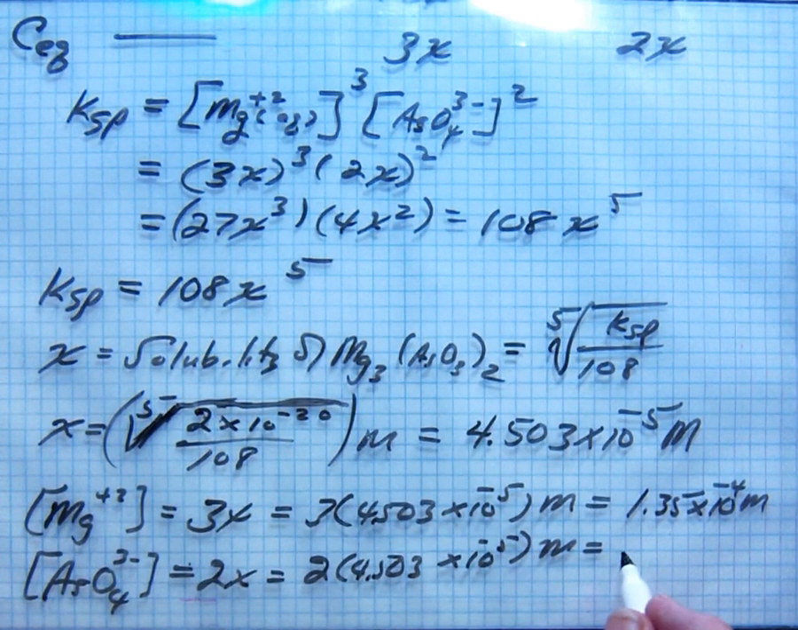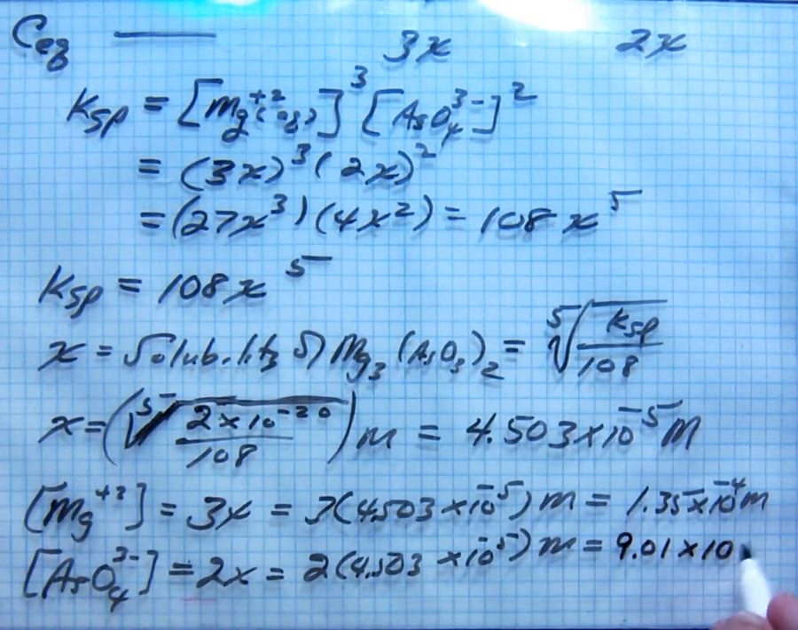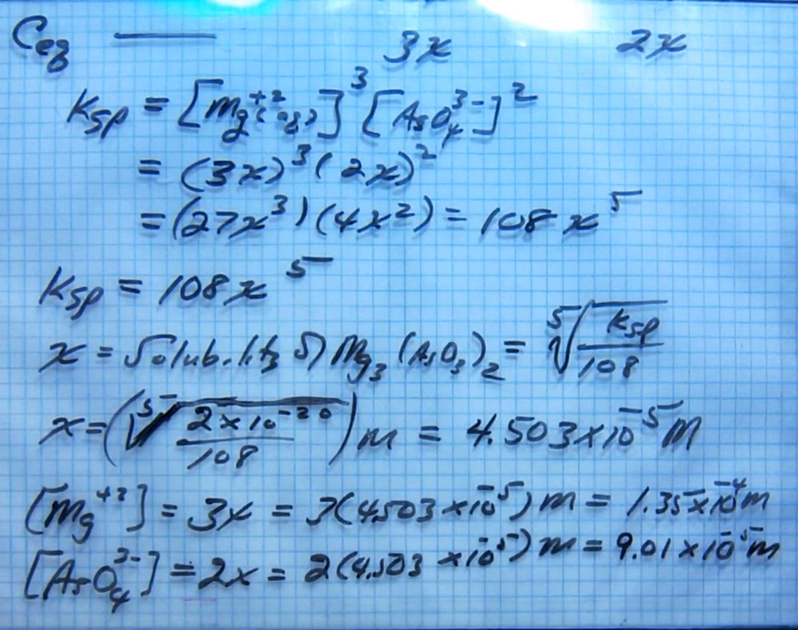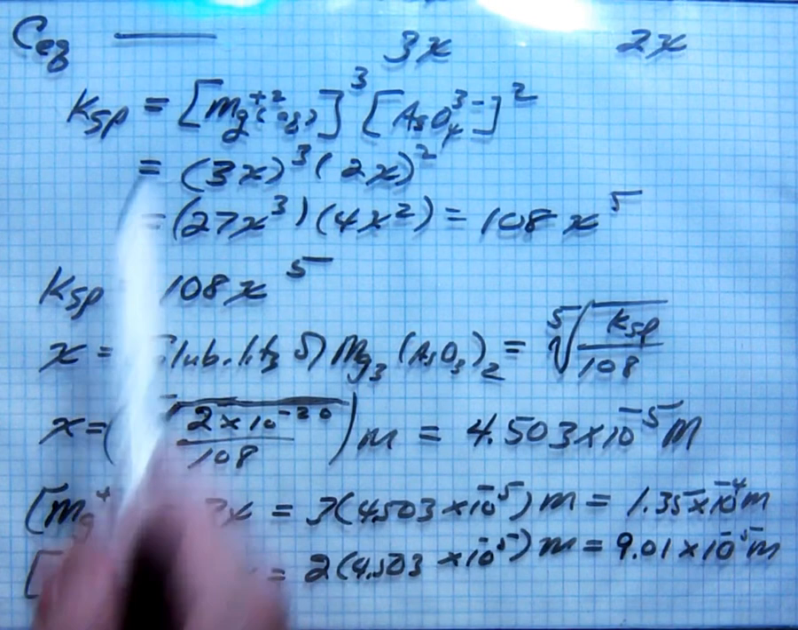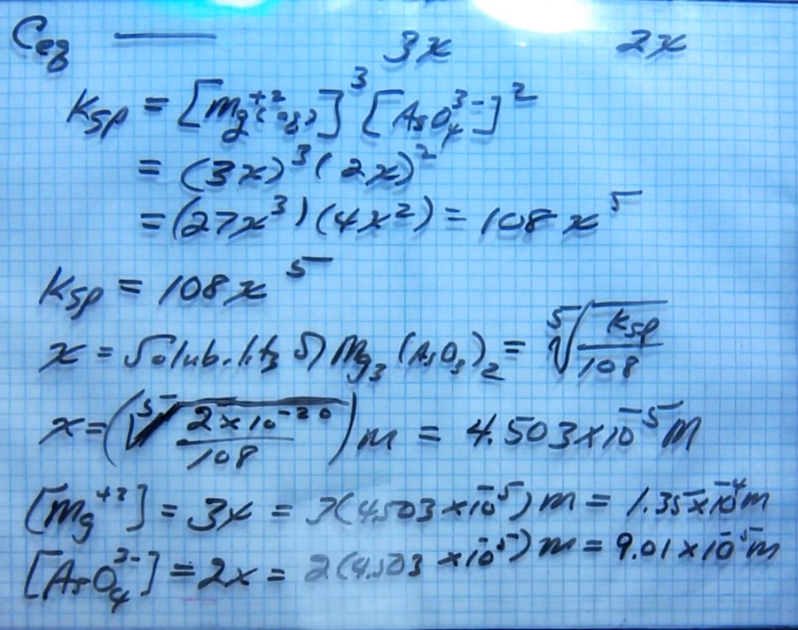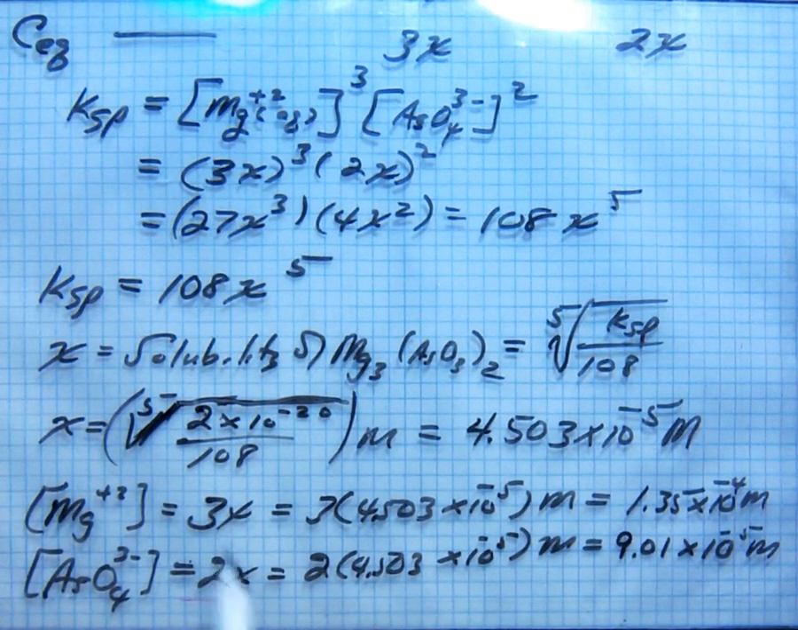9.01 times 10 to the minus 5 molar for the arsenate. So you want to check mark and be careful. I think you see what I'm talking about. In the ionization, you'll have a solubility expression, but since the ions come in multiples, you want to be sure that you multiply whatever that solubility is by whatever given multiple you have.